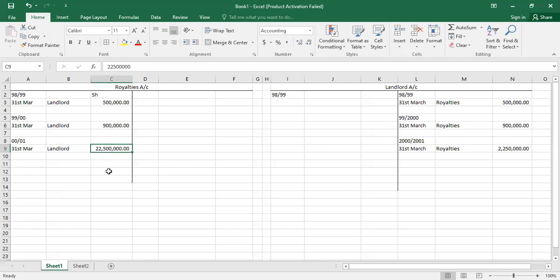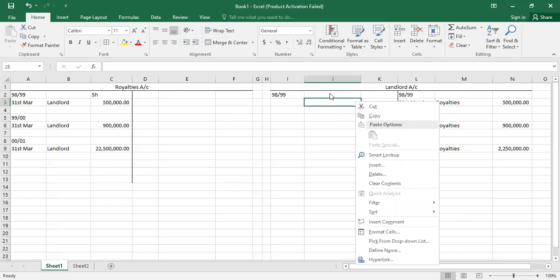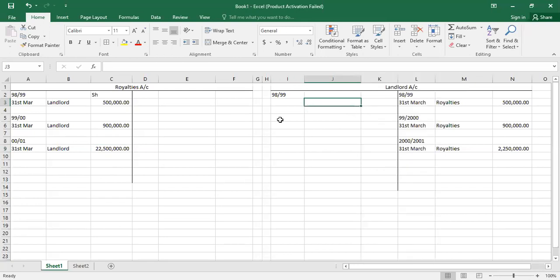Our next transaction will be when the amount is actually paid to the landlord. So when the amount is paid, you said you are going to debit the landlord's account and credit the cash book, right? I don't even need to have the cash book account.